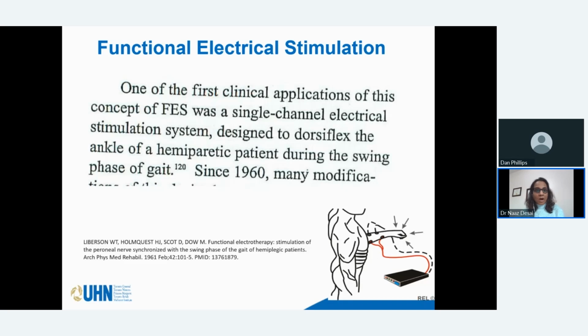So FES is not as such a new technique either. It has been around for a while. The first mention of this in literature is in the 1960s, where an FES stimulator was used to assist a patient with foot drop during gait. Essentially the stimulator was used to produce dorsiflexion during gait to assist the patient to walk better.